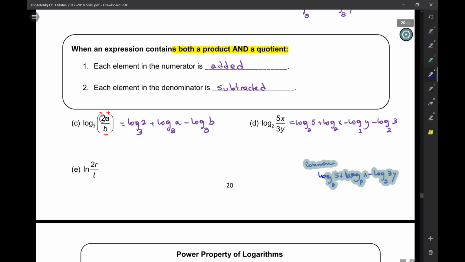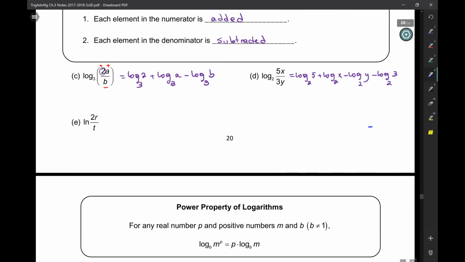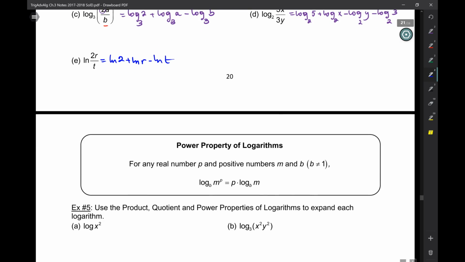All right. What about the other one? ln of 2 plus ln of r minus ln of t. Right? Did I do that correctly? Yes. Say yes. Okay.